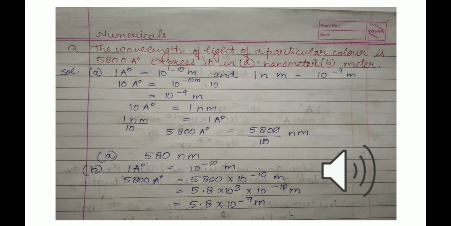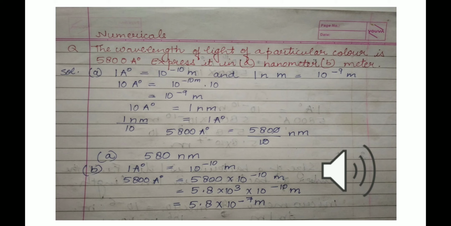Now, if I have to compare angstrom with nanometers, if I multiply 1 angstrom by 10, that will be 10 to the power minus 10 meters into 10. Now minus 10 and plus 1 becomes minus 9. So 10 angstrom become 10 to the power minus 9 meters, which is equal to 1 nanometer. Now, if I have to write 1 angstrom, it will be 1 nanometer upon 10. So 5800 angstroms is equal to 5800 upon 10 nanometer. That becomes 580 nanometer.